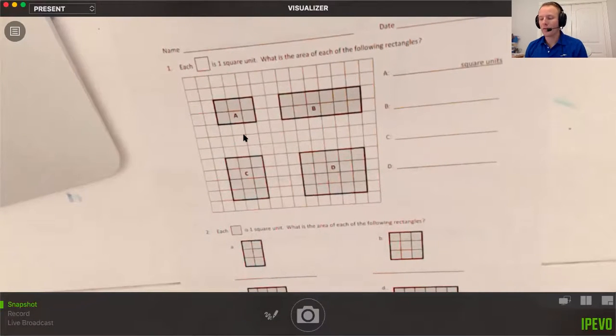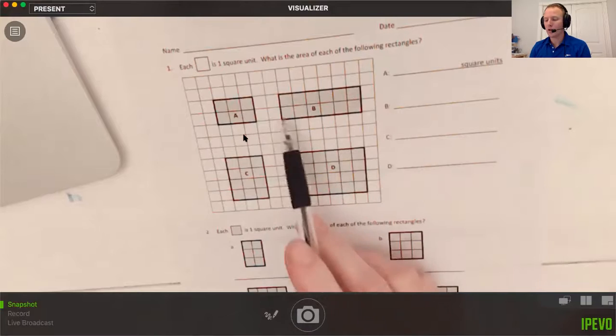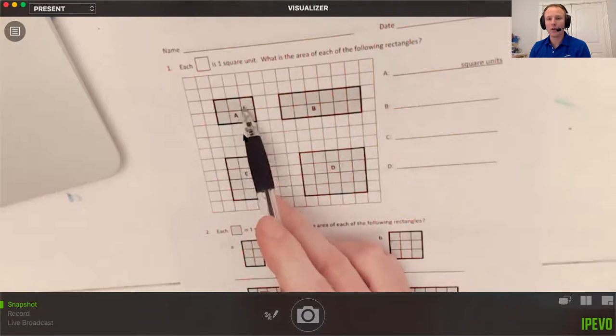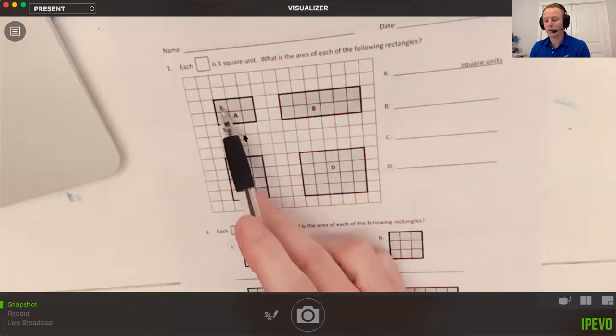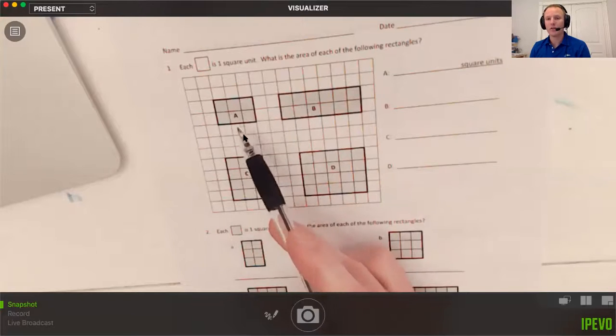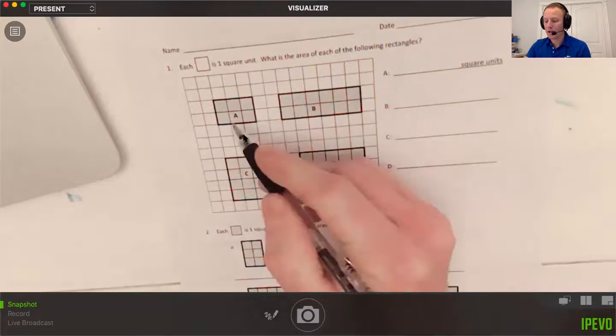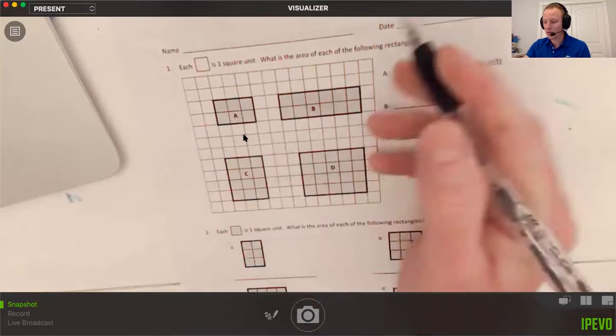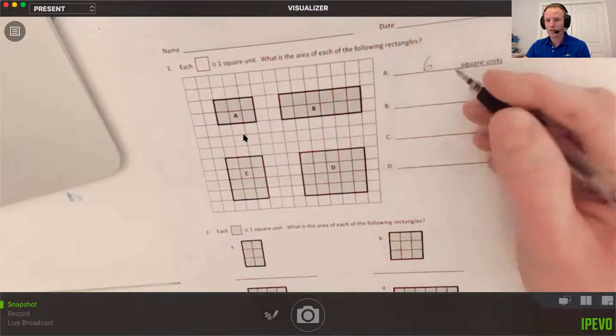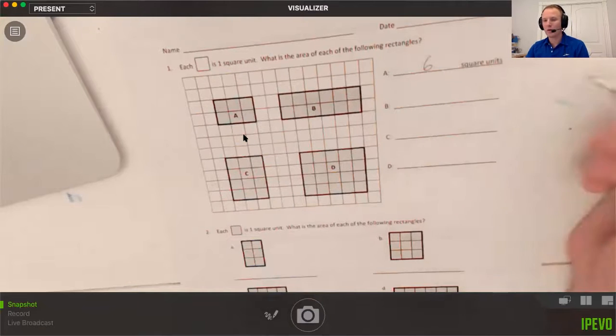What is the area of the following rectangles? So this type of question is straightforward and simple, right? It already fills it in. Like you already know how many, you can already see the squares in there. You can just count them if you want. And you're just identifying what the total is. So, A is 1, 2, 3, 4, 5, 6. So 6 square units. Remember that square units is really important.